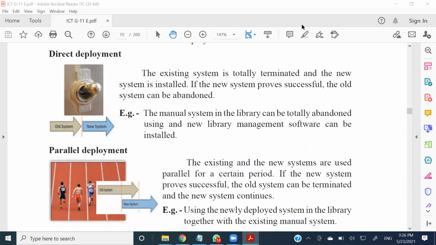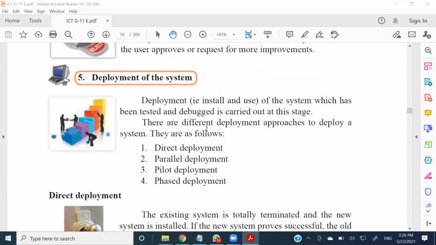Right. Okay. Yes. Let's note the important things. So have the heading, deployment of the system.